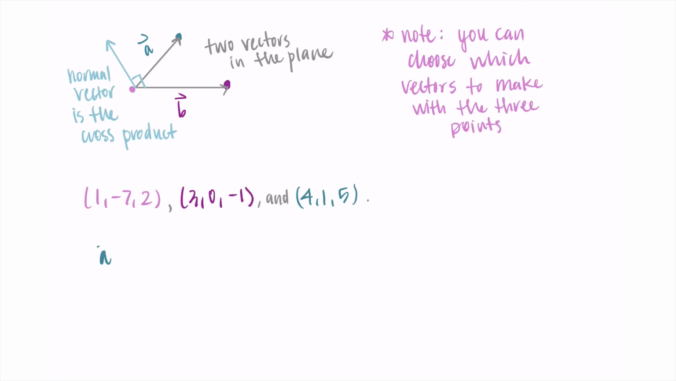So the vector A, it goes from 4, 1, 5 back to 1, negative 7, 2. So it's going to be 4 minus 1, 1 minus a negative 7, and 5 minus 2. So I'm just subtracting the components here. So these are the x components, y components, z components. And then I just have to simplify. So putting these together, I'm getting 3, 1 minus negative 7 is 8, and 5 minus 2 is 3. So 3, 8, 3 is that vector A.